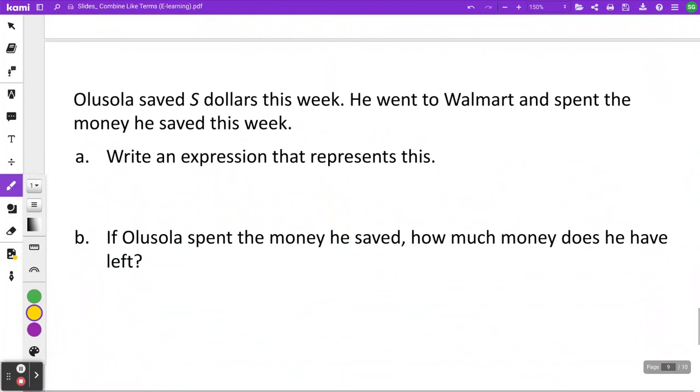I've got Olushola saved $S this week. He went to Walmart and spent the money he saved this week. Write an expression that represents this. And the second part says, if Olushola spent the money he saved, how much money does he have left? I encourage you to pause the video and try this problem, since this is really based on yesterday's lesson and not today's lesson. I'm curious to see what you come up with. Come back when you've got an answer.